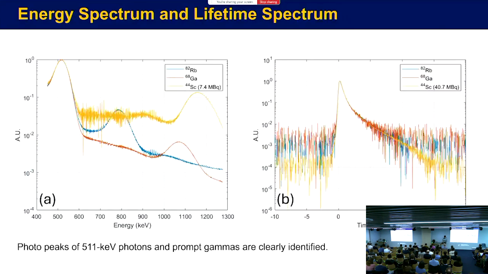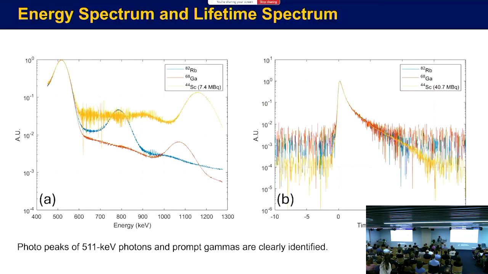On the left side is the energy spectrum. You should see the peak of each individual curve for the prompt gamma. The first peak is 511 keV, and the second peak corresponds to the prompt gamma, just to show you we can clearly detect the prompt gamma and distinguish it from the 511 keV photon. And on the right side is the time histogram. You can see the yellow is scandium, so its time histogram is less noisy than the others. The blue one in the middle is the rubidium scan, and the red one, the most noisy one, is the gallium scan.